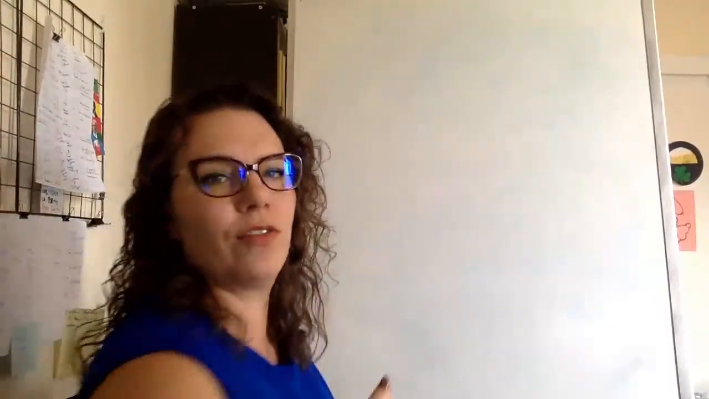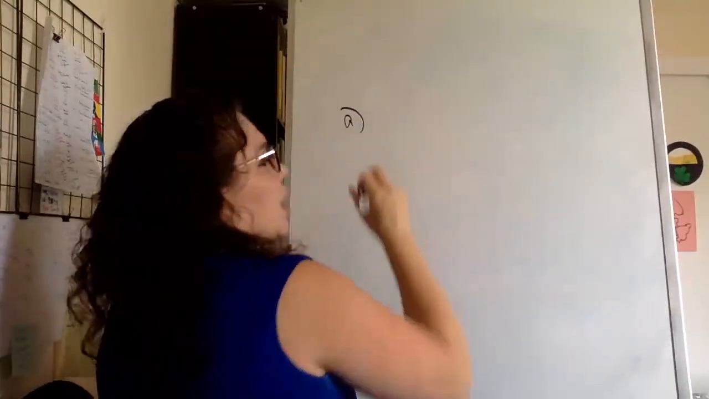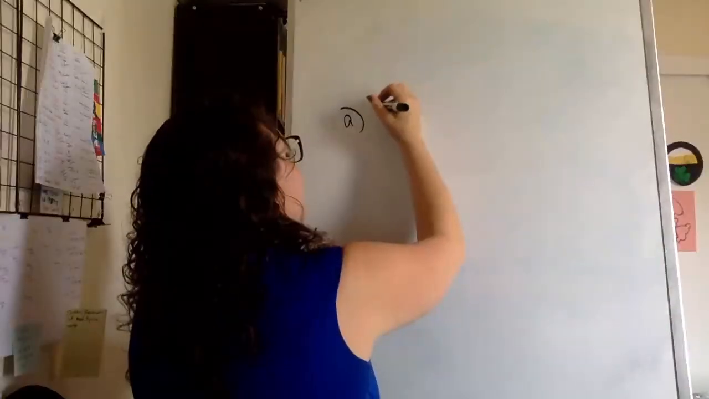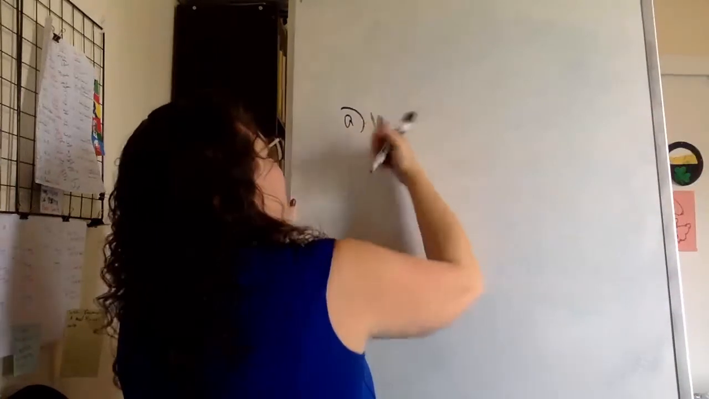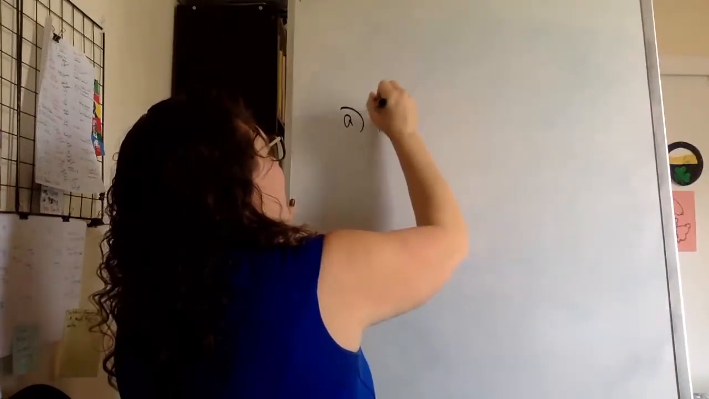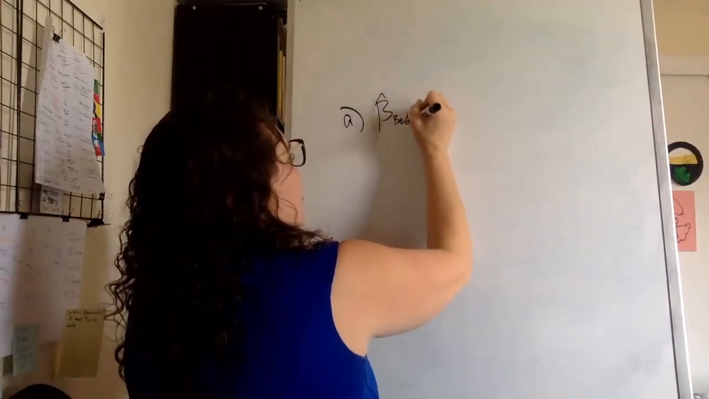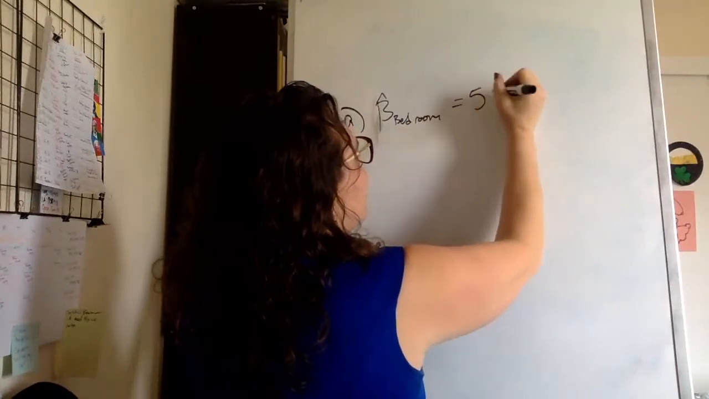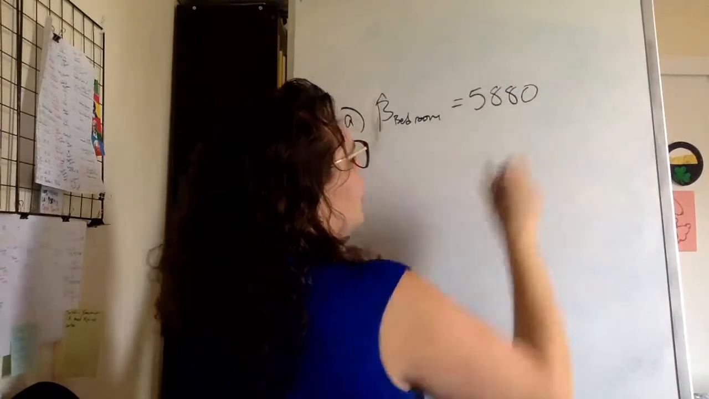So let's do it step by step. First, we have A, the coefficient for bedroom. The estimated coefficient for bedroom is $5,879.59. So we're going to say that the beta hat for bedroom is 5,879. Let's say 5,880 and round it.